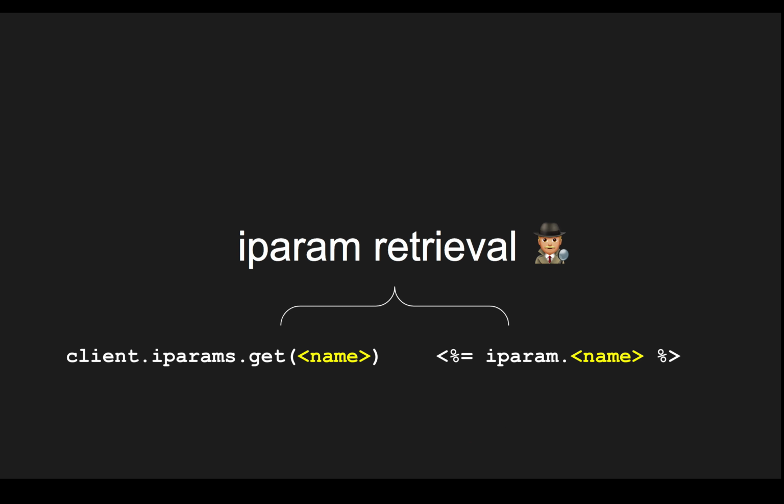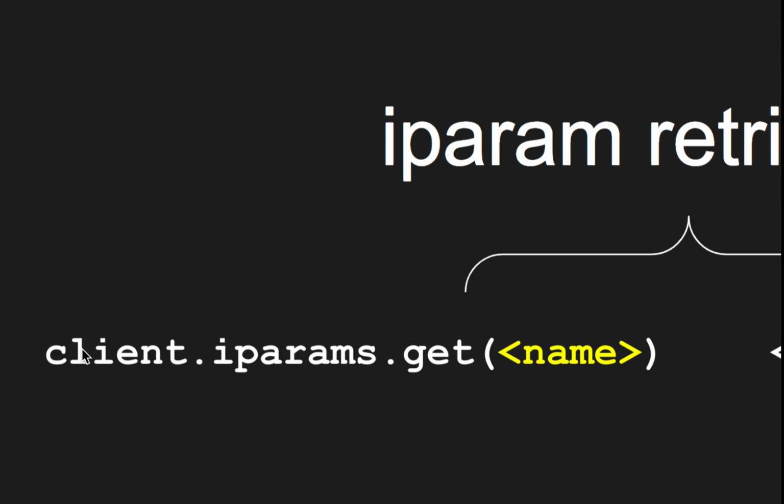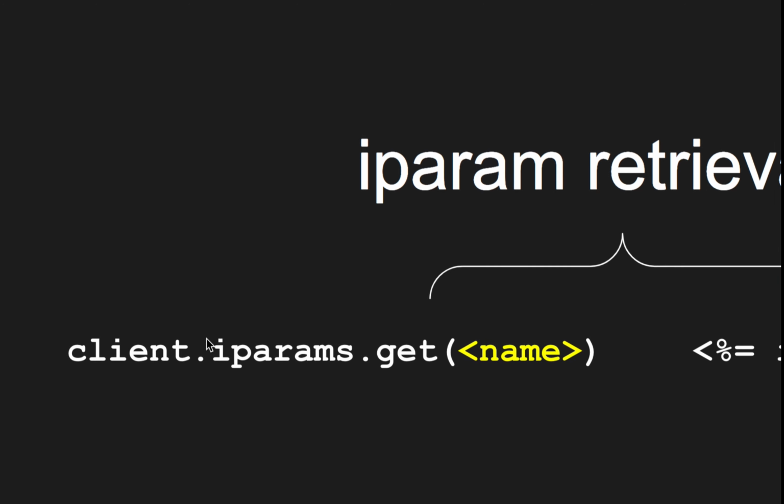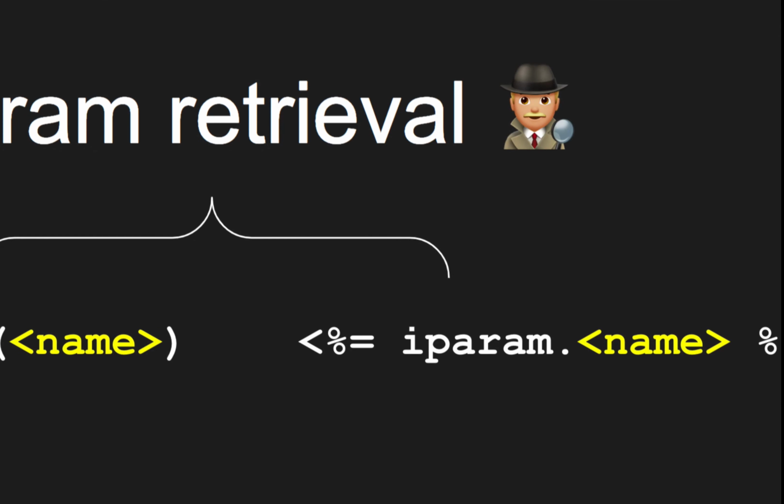So the syntax, have a very close look at it. This is the syntax for any normal iparam which is not marked as a secure iparam. You can just get it using the client API, client.iparams.get. You pass the iparam name, and it will get the iparam. And in the case of a secure iparam, you just have to use the templating technique.